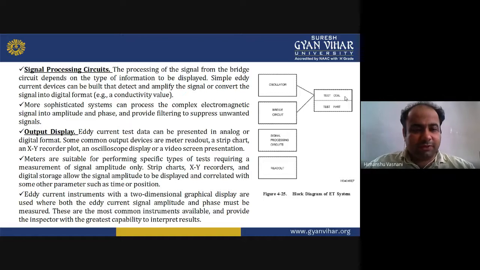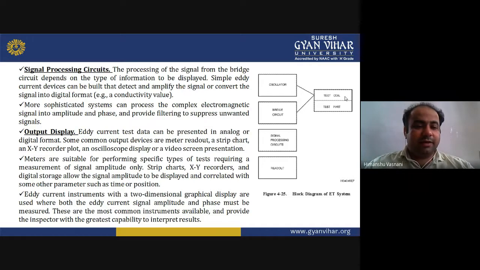The meters are suitable for performing specific types of tests requiring measurement of a single amplitude only. Strip charts, XY recorders, and digital storage allow the signal amplitude to be displayed and correlated with some other parameters such as time or position.